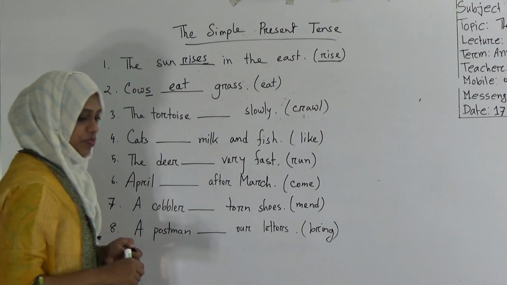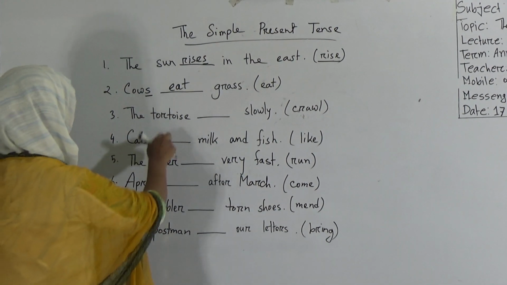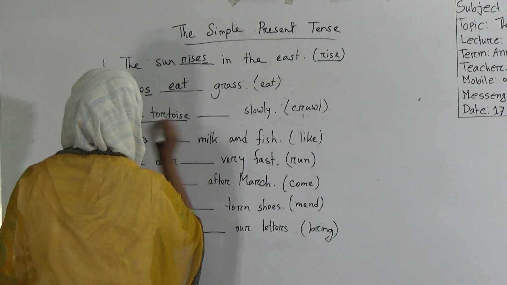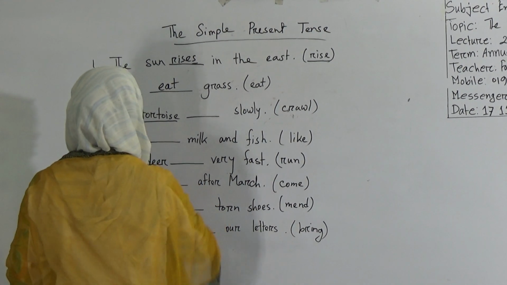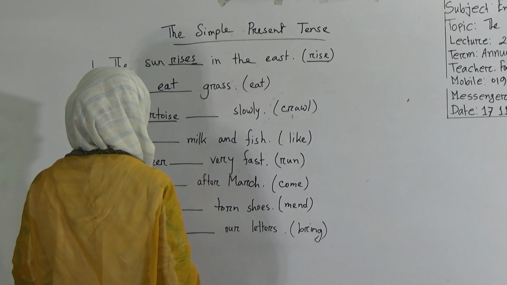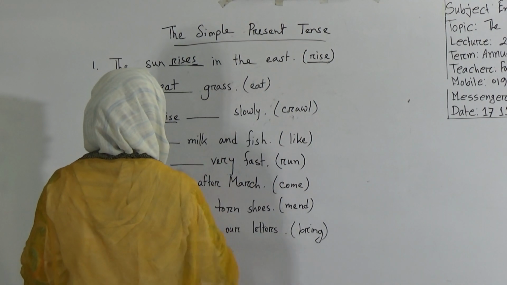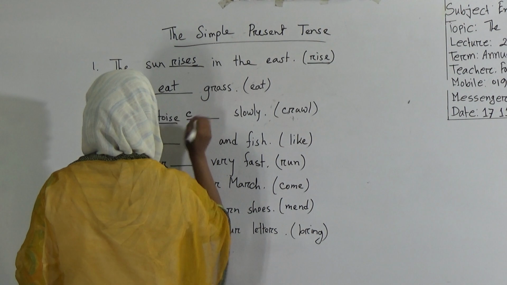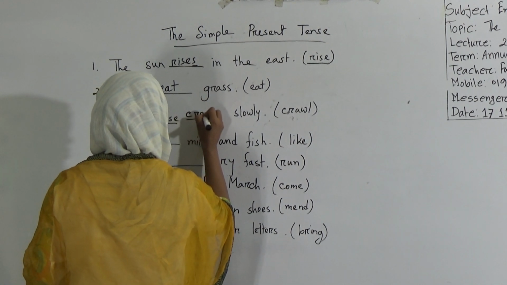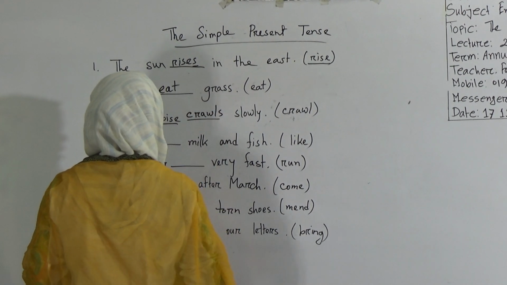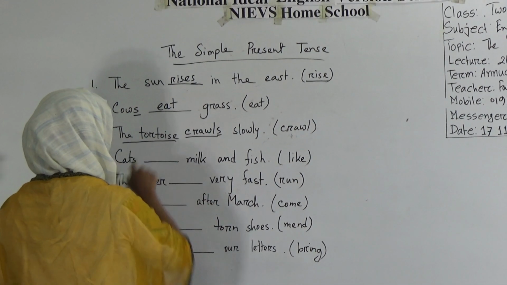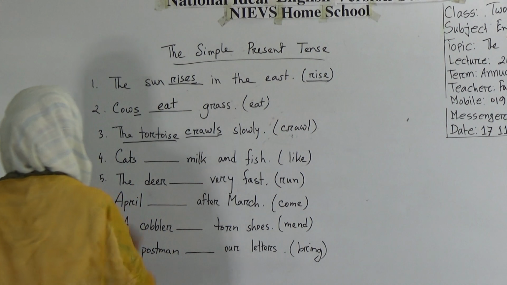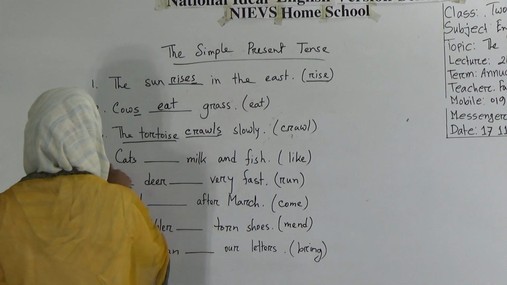In number 3, the tortoise dash slowly. You can see the tortoise here is a single noun, or singular noun. So we can write here crawls. We can add s here because it's the simple present tense and singular. The tortoise crawls slowly.